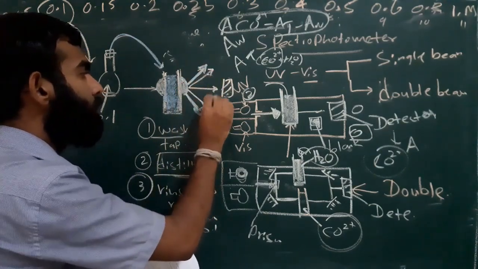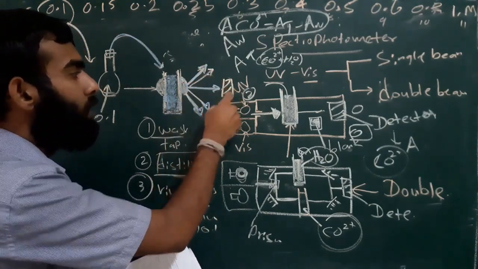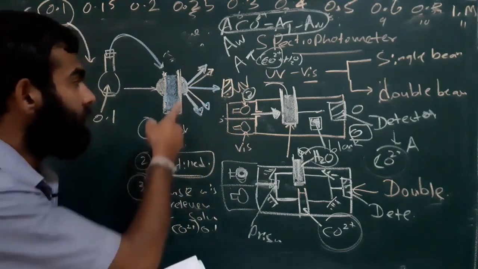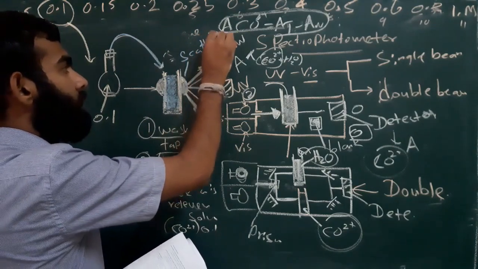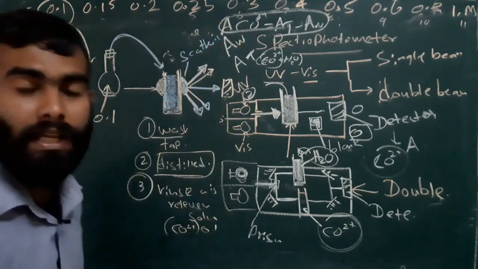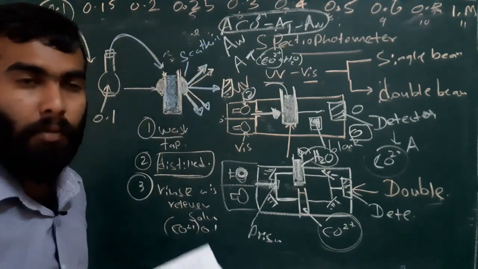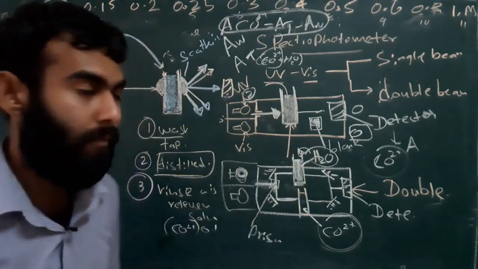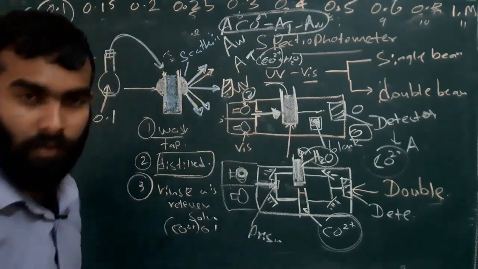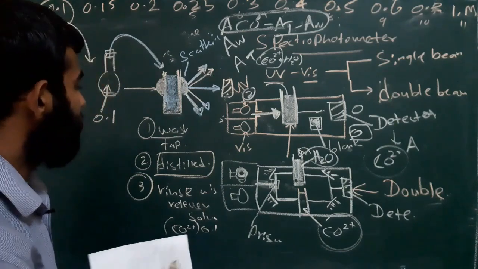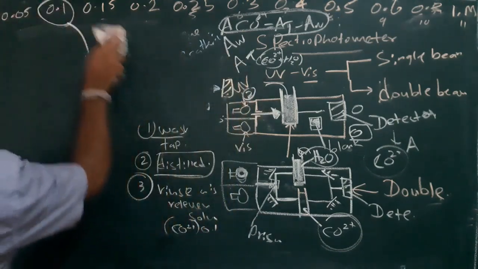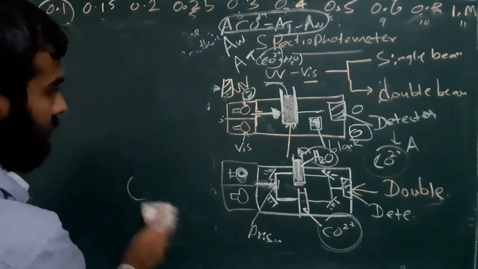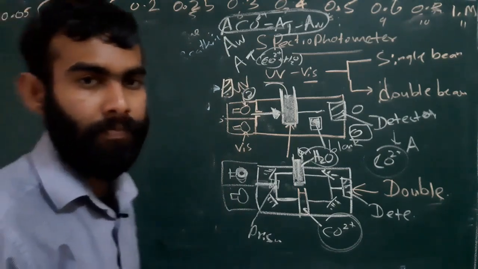Because of that we will get lower intensities because of this scattering. So we have to dry the surface of this cell before introducing it into the spectrophotometer by using tissue papers. Okay. Now we introduce it into the spectrophotometer. Now what should we do?